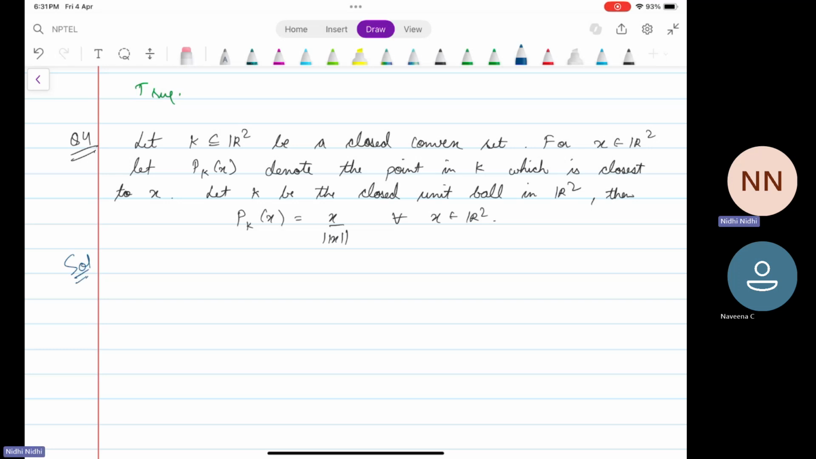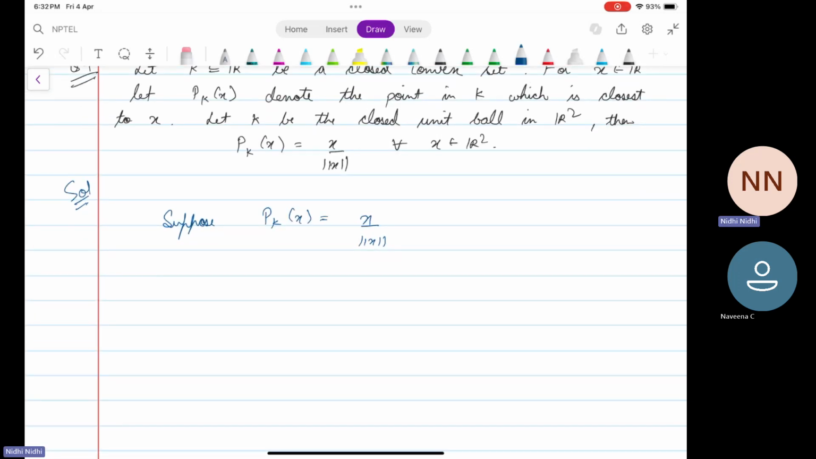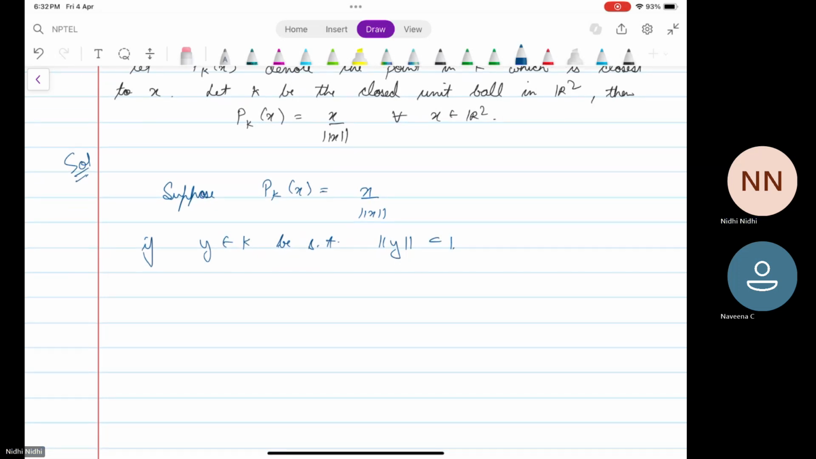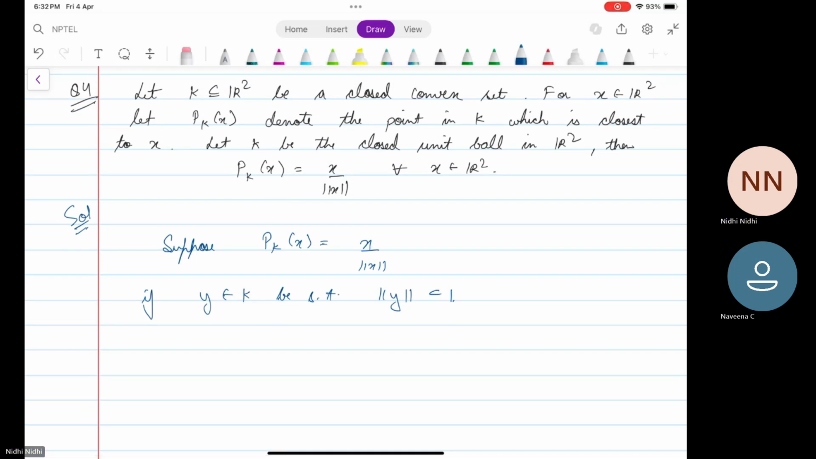Now suppose this is true. Suppose P K x is equal to x by norm x. So if y is some element in K, K being the closed unit ball, I am taking y to be in the interior of K, such that its norm is strictly less than 1. So by the definition of P K, P K is this closest point in K. Now since y is in K itself, therefore this P K y should be equal to y.